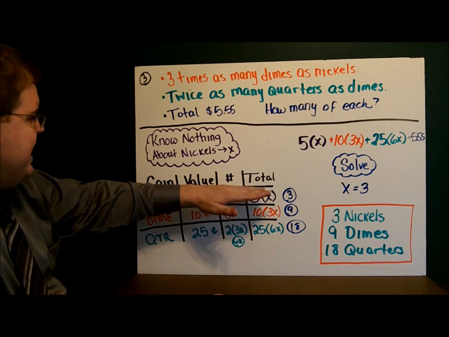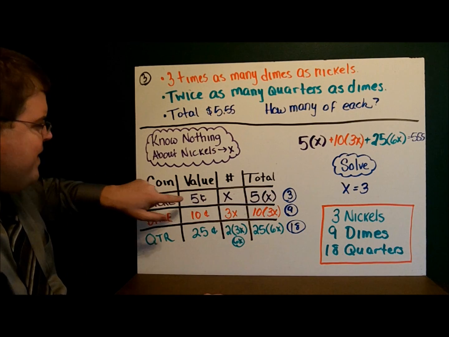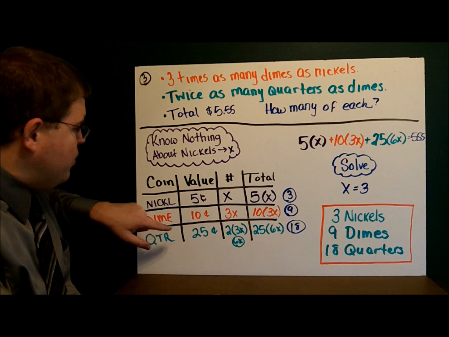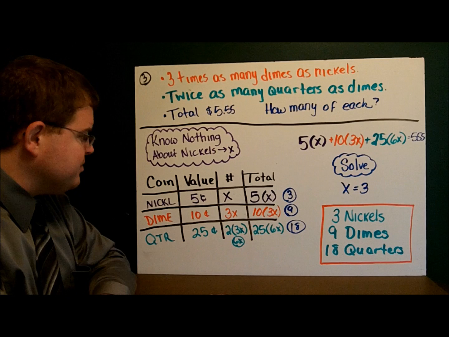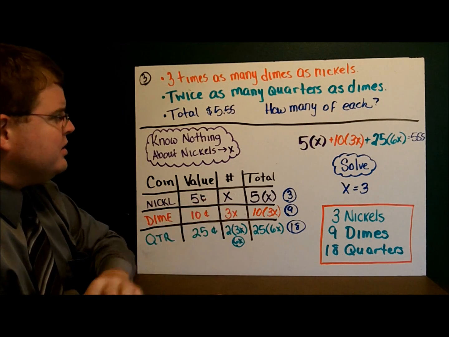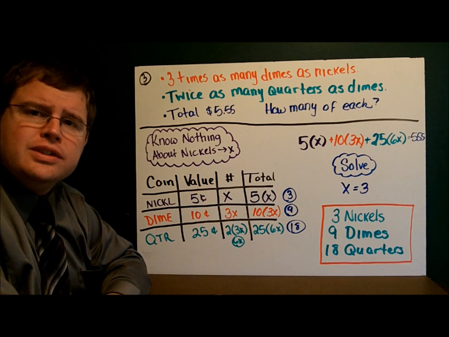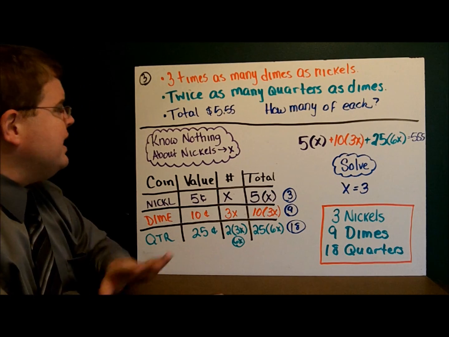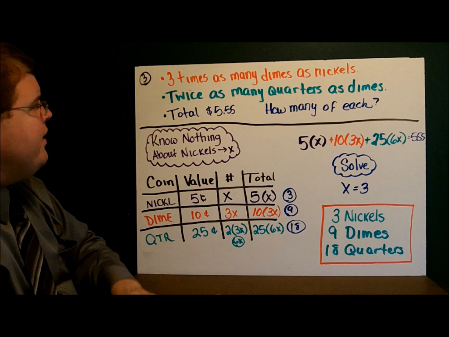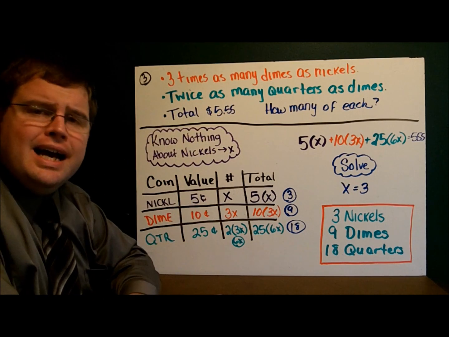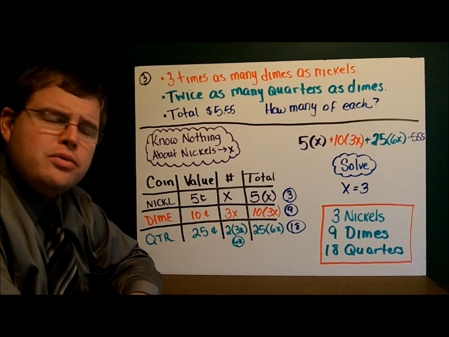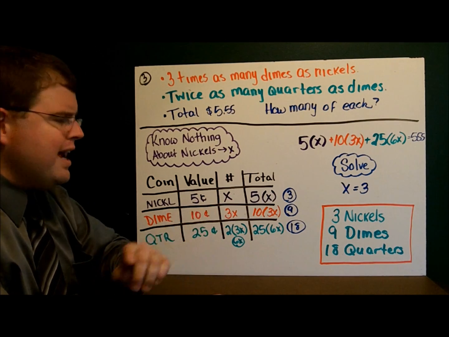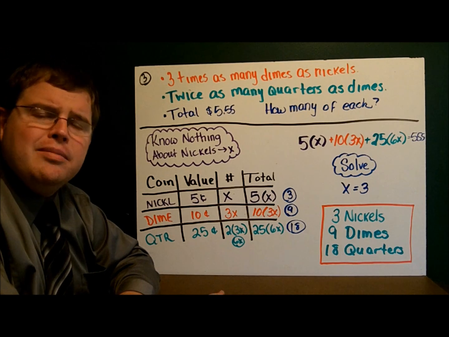Now I'll fill out my table. I have nickels for 5 cents, dimes for 10 cents, and quarters for 25 cents. I have x nickels because I know nothing about the nickels. So I'm going to call that x. Now let's take the information up here. 3 times as many dimes as nickels. So 3 times the number of nickels. If I have x nickels, I have 3 times x dimes.